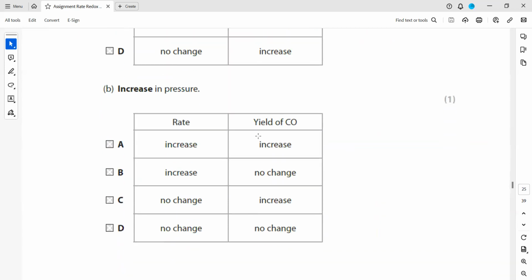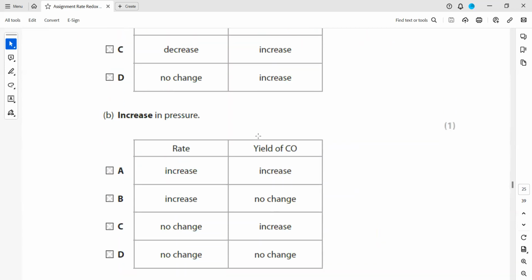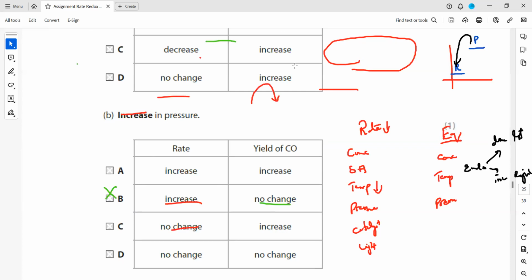If we increase the pressure, what is the effect of the pressure? Increasing any of these factors increases the rate. So either A or B can be the answer for this one. But what about the yield? How is the equilibrium yield affected?